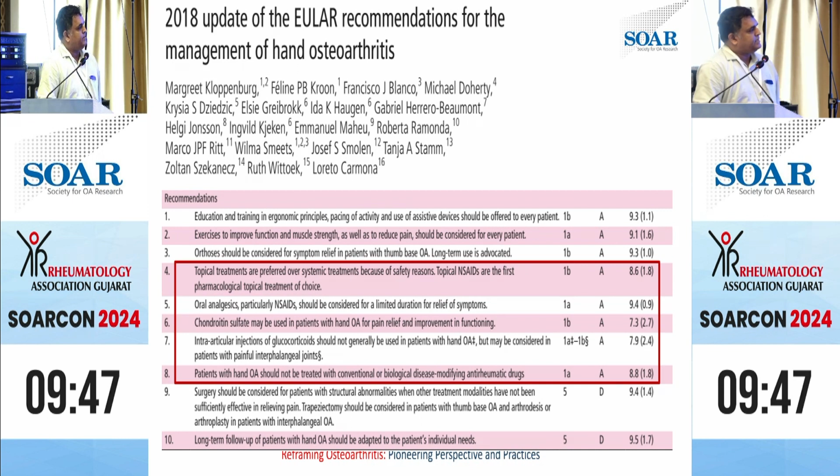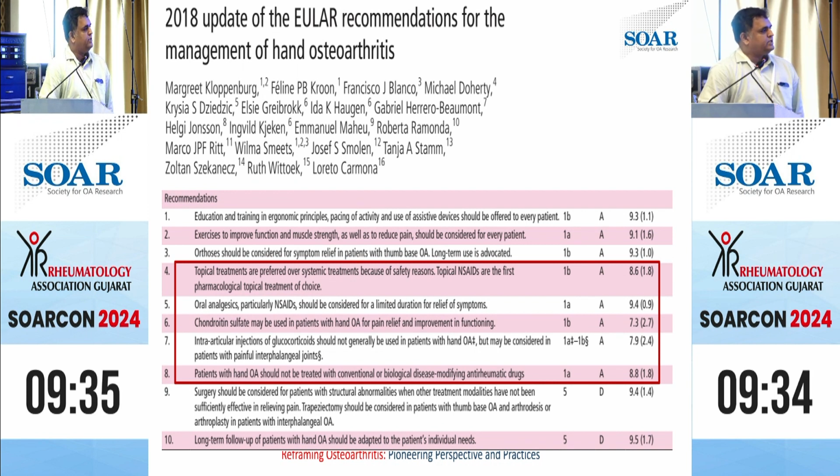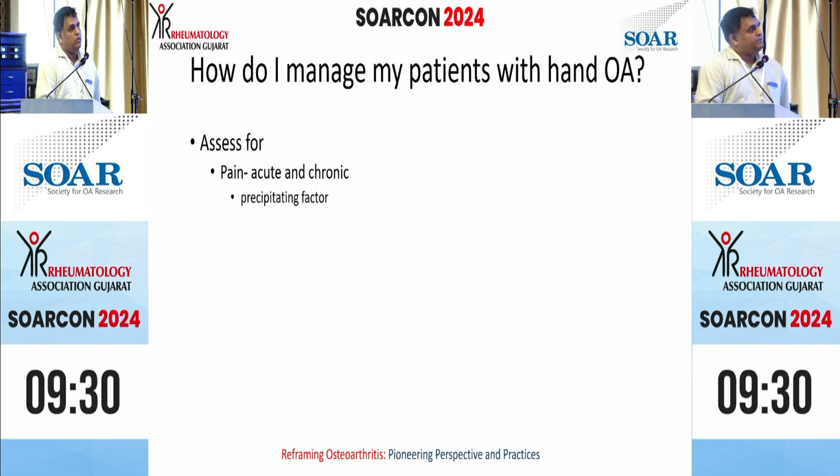But apart from that, they have said that you can use chondroitin sulfates, NSAIDs, and intraarticular steroids may be considered in patients with painful interphalangeal joints, and of course they should not be treated with conventional or biological disease modifying anti-rheumatic drugs. So how do I manage my patients with hand OA?